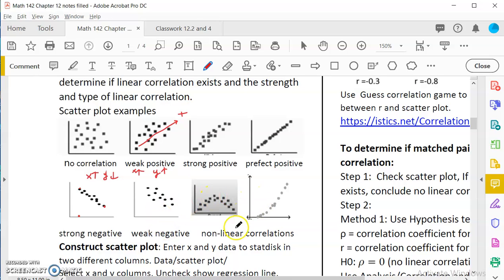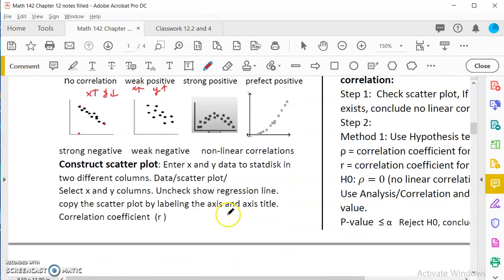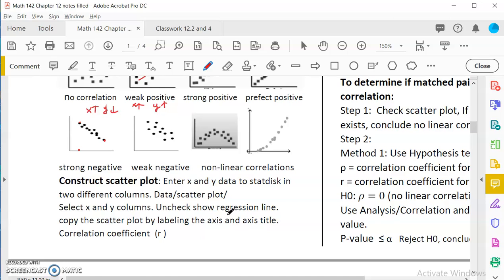These two are called nonlinear correlation. You do not see any general up or down pattern. You see a parabola pattern where x and y go up to a point and then go down. And this is exponential increase. In this chapter, we will only study linear correlation.